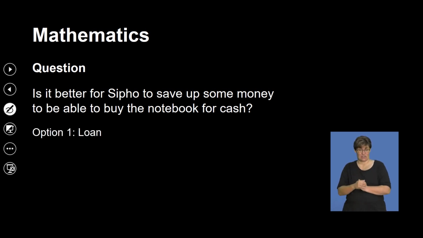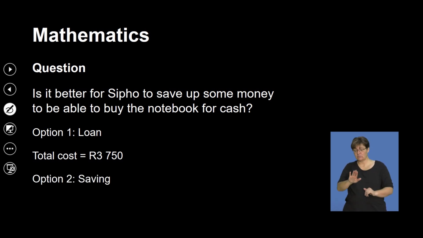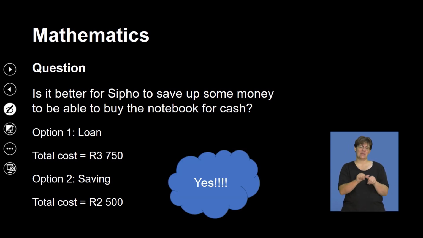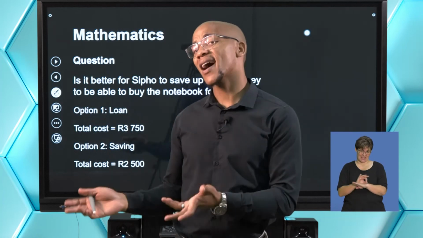The first option that Sipho would have taken is actually the loan. How much will Sipho pay? It will be 3,750, right? So you can see it's quite a lot of money that Sipho would have paid. But the second option will be saving. Saving means Sipho would actually pay just 2,500 rands. So it means it's 1,250 less than what he would have paid if he took the loan option. So what does this mean? Yes, it's actually better for Sipho to take up a savings plan than to take a loan.